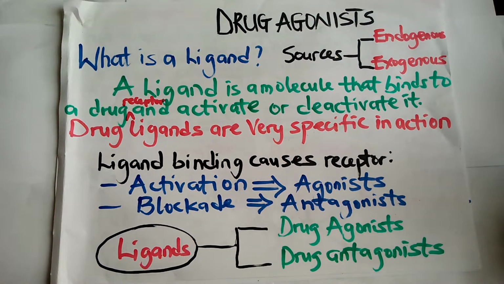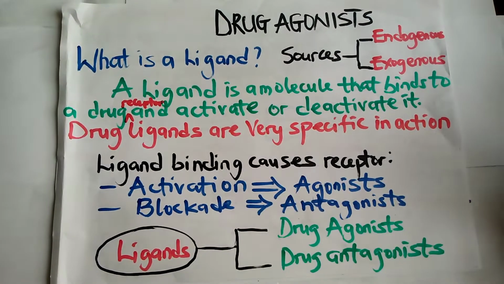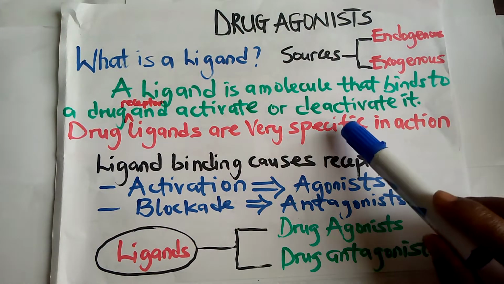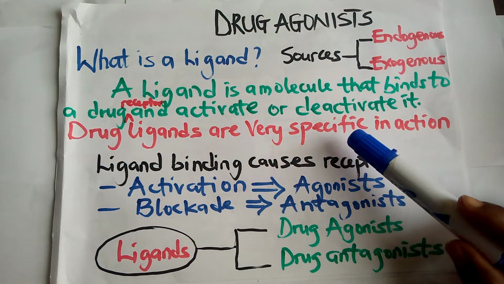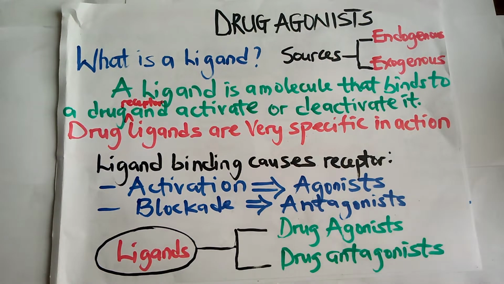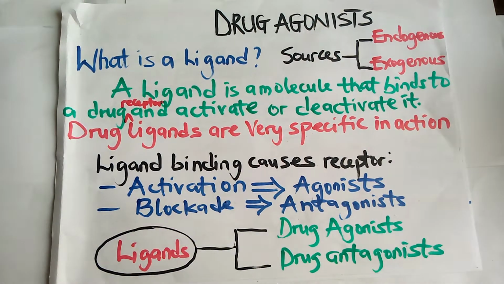So the role of drug ligands is actually to bind the receptor and in the process either activate the receptor or deactivate the receptor. And a very important thing about drug ligands is that they are very specific in action. Drug ligand binding to receptor causes two things. So when a ligand binds to receptor, two things happen. There could be activation of the receptor or there could be blockade of the receptor.